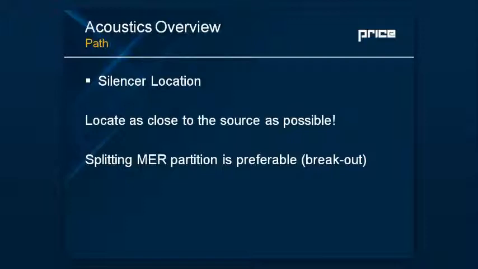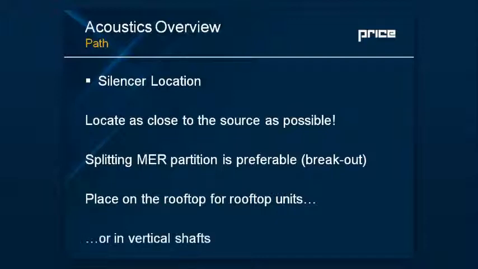If you have a rooftop unit, then it's typically best to put the silencer out on the roof. If you do that, obviously, you might have to use a stainless steel silencer. Another option is to put it in the shaft after it penetrates through the roof. But you want to try to contain as much of the noise outside as possible because it just reduces the amount of attenuation and associated pressure drop required.